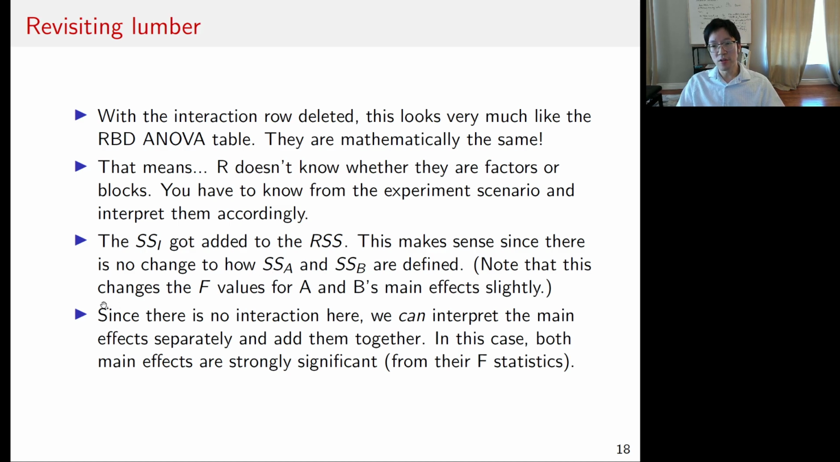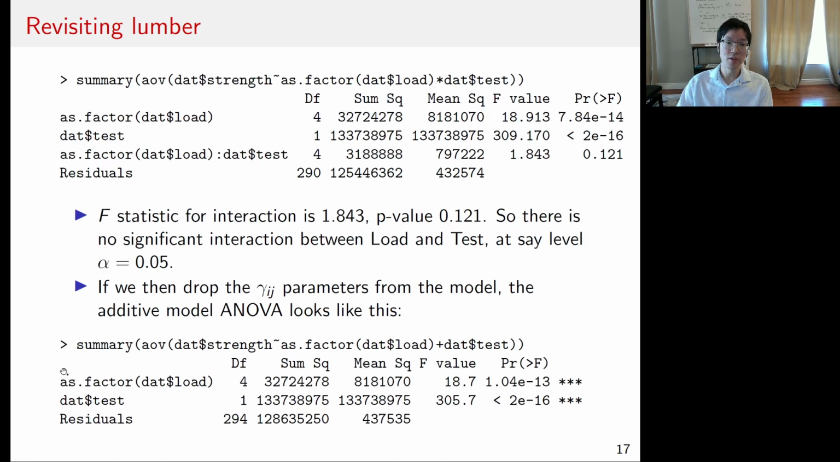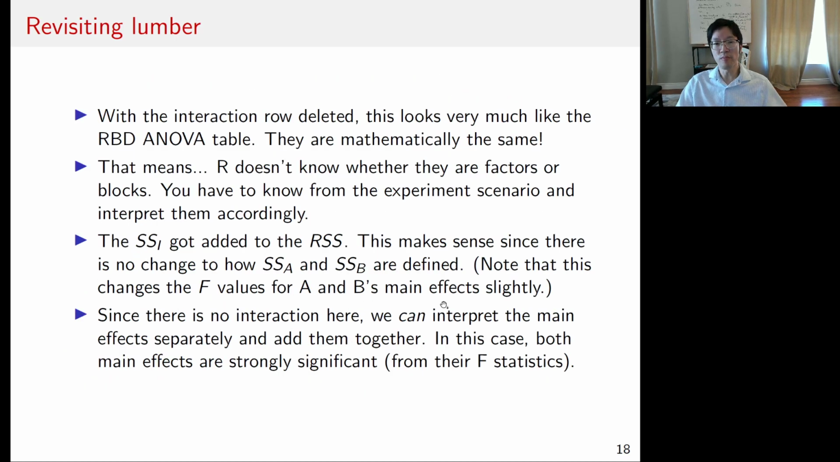So in this case, since the interaction is not significant, we can interpret the main effects separately, in the sense we can just take the estimates and add them together. So we can say, okay, take the effect of that load level, add together the effect of that test level, and that gives us a good prediction for the mean of that treatment.